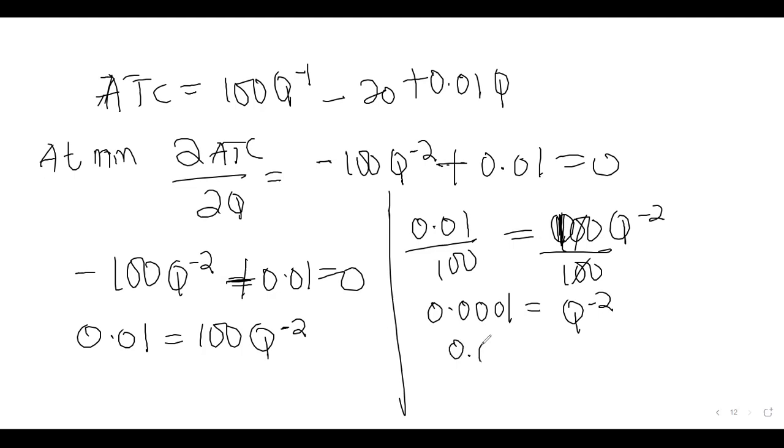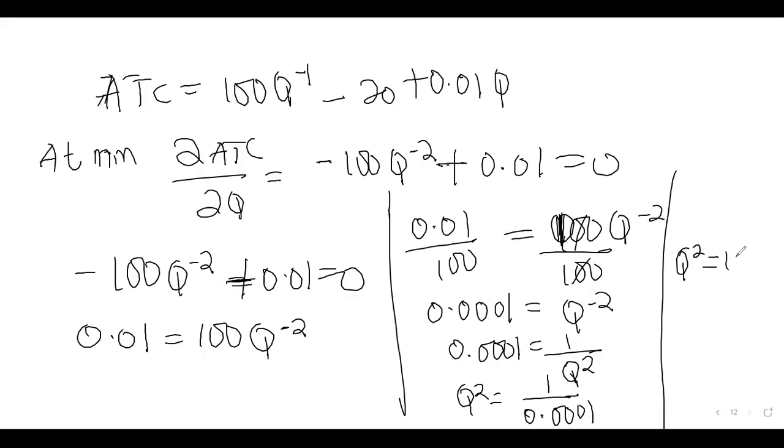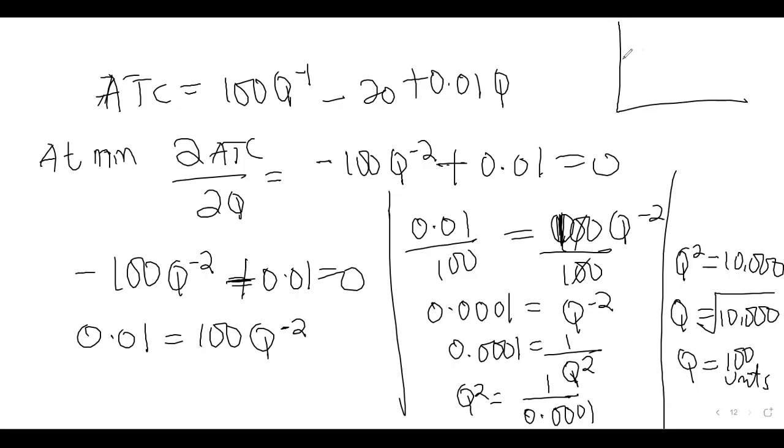So it means that 0.0001 is equal to 1 over Q squared. Let's do cross multiplication. So when we do this, we will now have Q squared equal to 1 divided by 0.0001. So Q squared is equal to 10,000. That means that Q will be equal to the square root of 10,000. That means that Q is equal to 100 units. All right, so here is the number of units at the minimum average total cost.